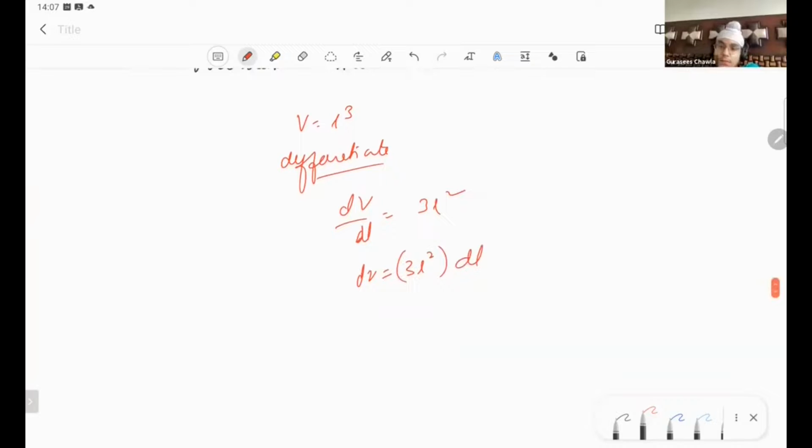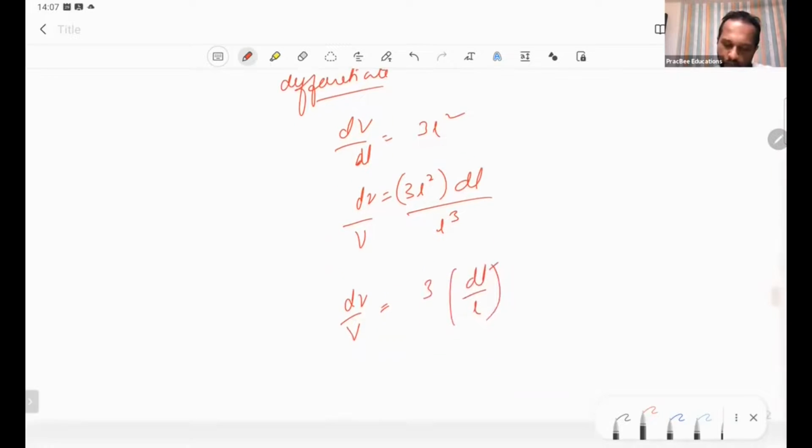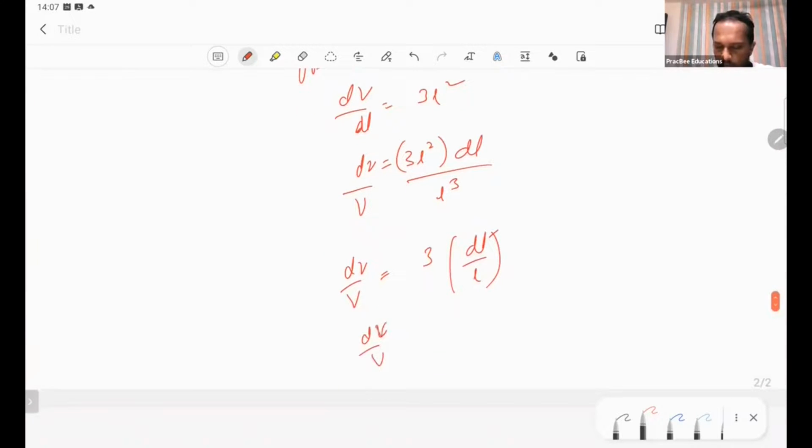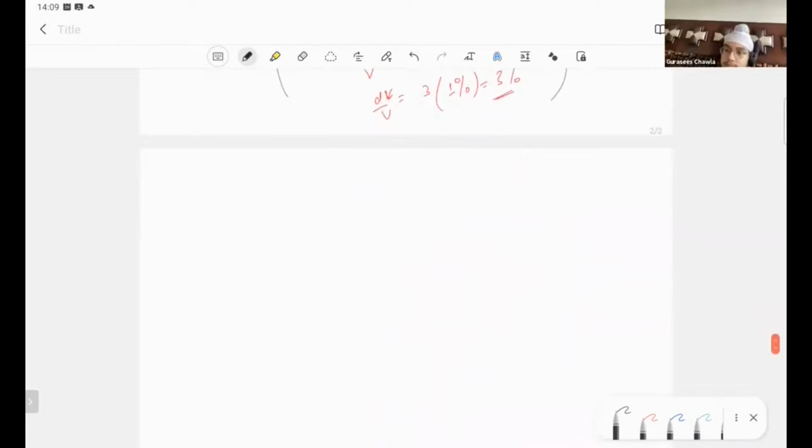Right. So if I divide by volume V, और इधर L cube से divide कर दो, so dV by V is volumetric strain, and this comes out to be 3dL by L. This is longitudinal strain. So dV by V is equal to 3 times 1%, that is 3%. चलिए समझ में आया स्ट्रेन कैसे कैलकुलेट करना है? Yes sir. चलिए स्ट्रेस पे आते हैं.